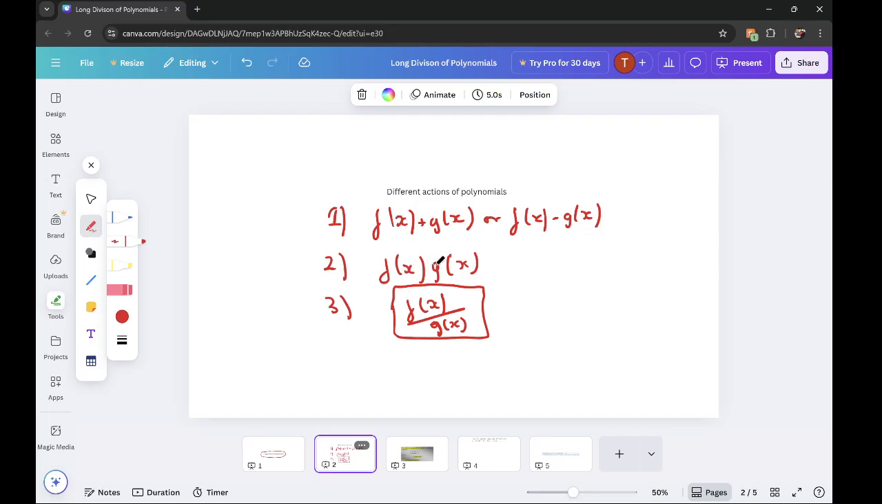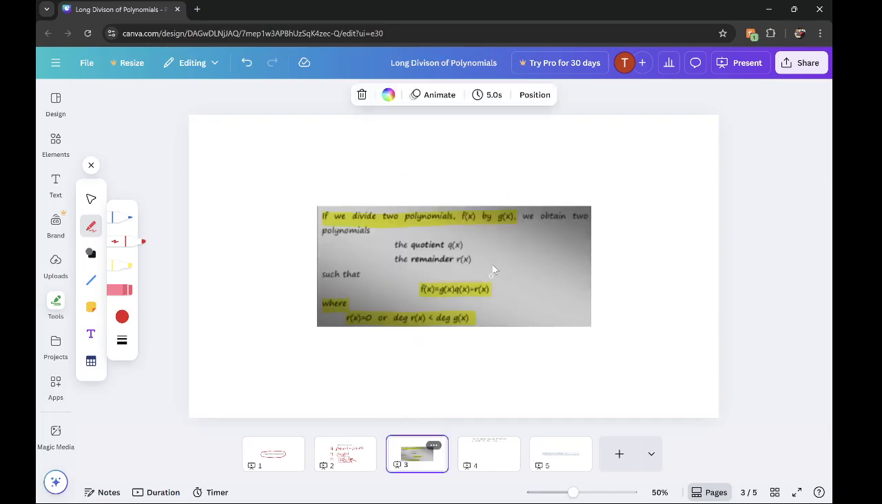So different actions of polynomials. The first action that you can take is adding or subtracting polynomials. So you can add f of x and g of x and subtract f of x and g of x. The second action you can take is multiplying f of x and g of x. So you can multiply polynomials. And the third one that we're going to be focusing on is f of x over g of x, so division. This is what we're going to be focusing on today. And in the last video, synthetic division was also focused on this. So let's get right into it.